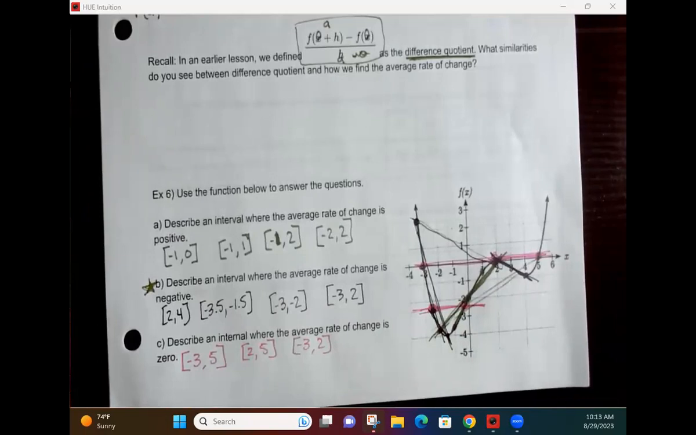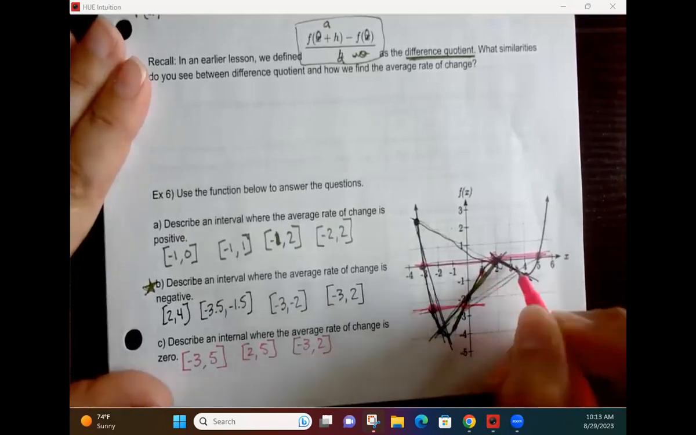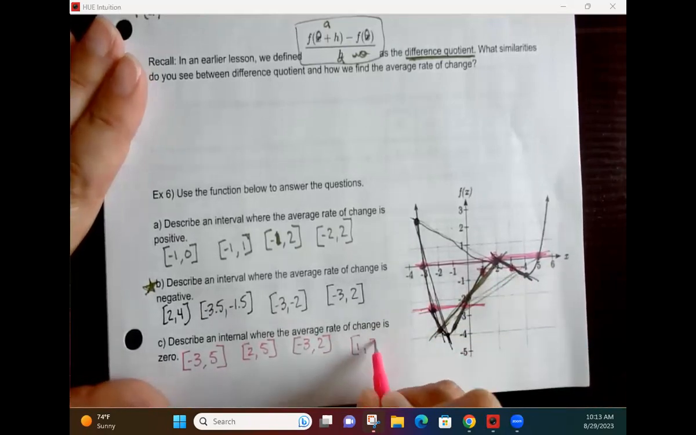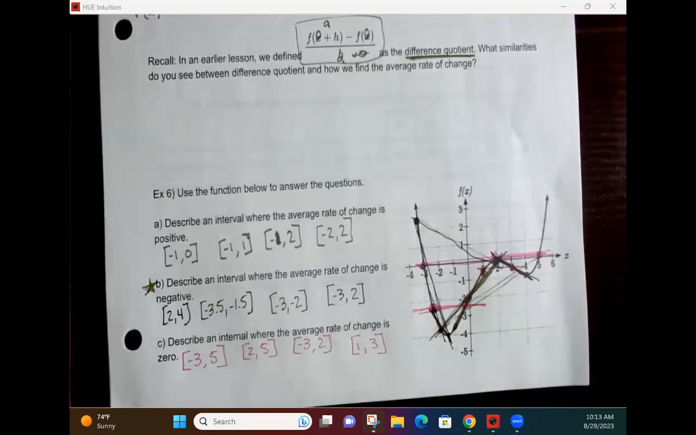Could you do what? 1 and 3, yeah. They look horizontal to me.